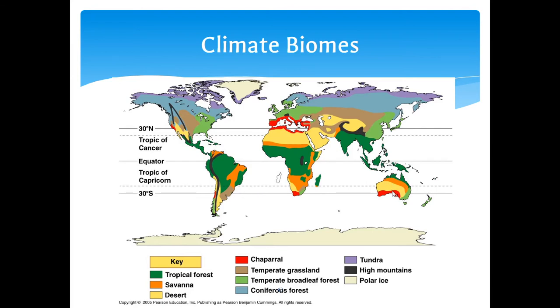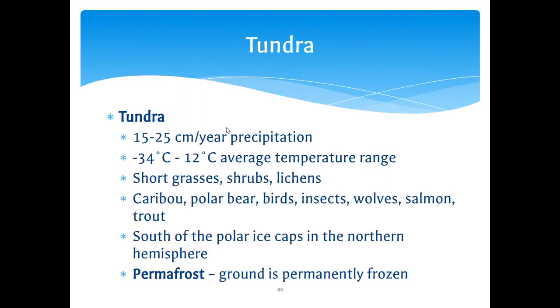Now, if Australia was down a little farther south, it might be a little different. If it's a little farther north, it would look more like the islands out here. So pretty cool. So let's talk about some of these. The tundra, 15 to 20 centimeters a year of precipitation. You've got negative 34 degrees Celsius to 12 degrees Celsius.